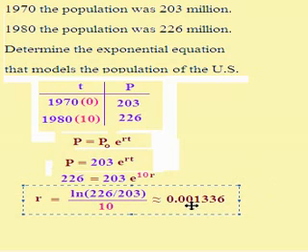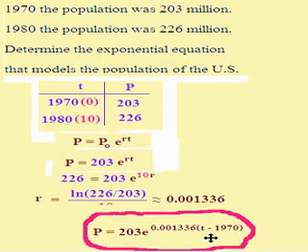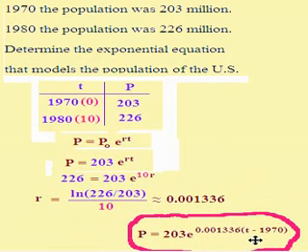0.001336. Now, I took this out to as many places as I can. The more places you take it out to, the more accurate your model is going to be. So for our purposes, this is good enough. You should understand how I calculated r. If there's any questions, see me about it. And what we now get out of this is the following model. This is the model that we're going to use to model the population.